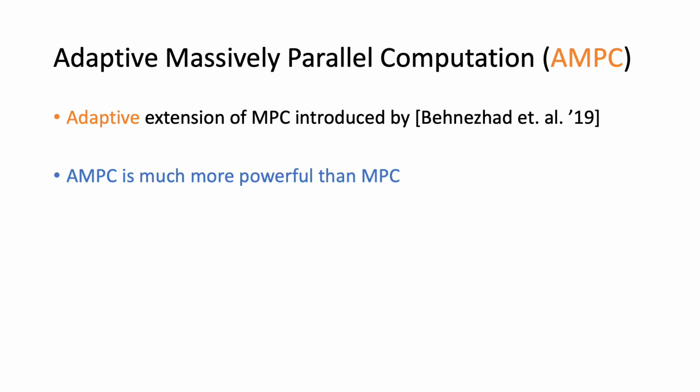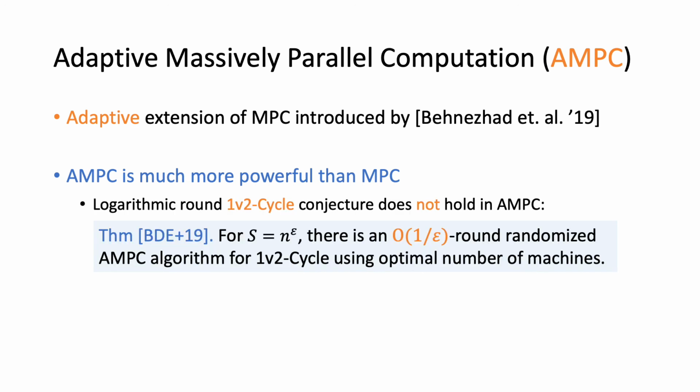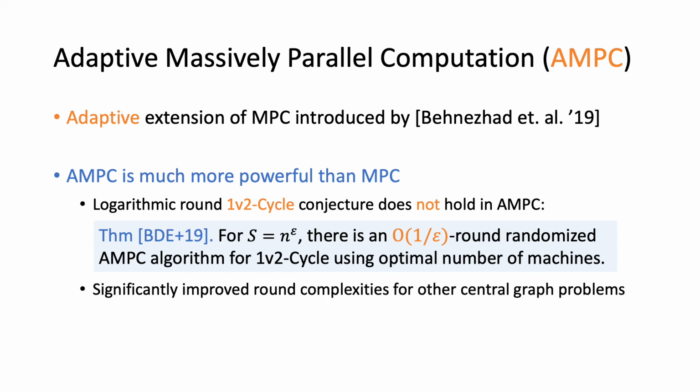As we hinted at before, AMPC is a much more powerful computation model than AMPC. In particular, for the 1 versus 2 cycle, the logarithmic round conjecture does not hold in AMPC, as Behnezhad et al. gave a big O 1 over epsilon round randomized AMPC algorithm using optimal number of machines in the sublinear I/O capacity regime. In their paper, they also showed significantly improved round complexities for a few other central graph problems.